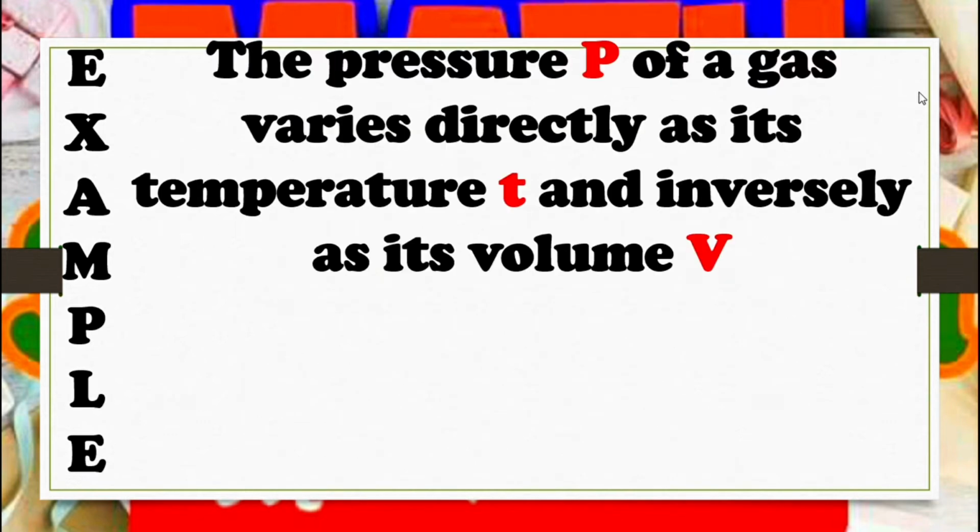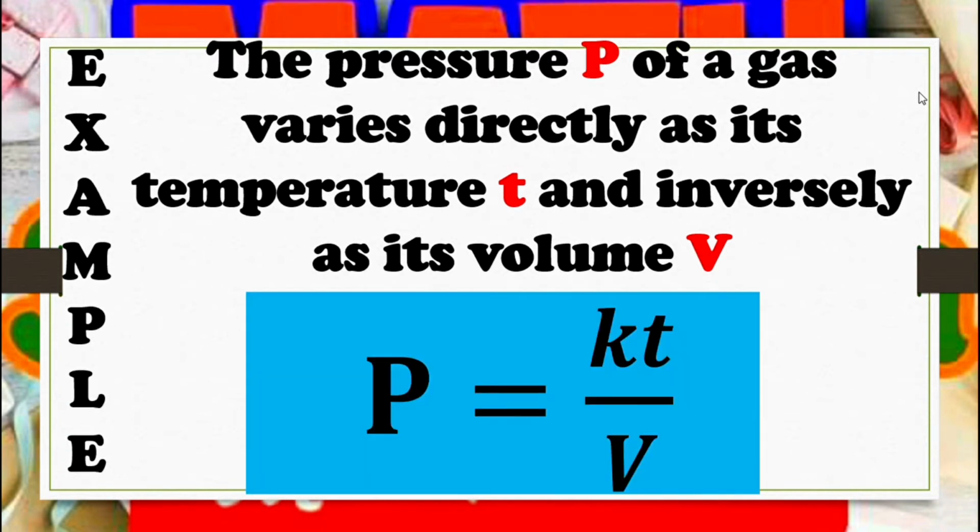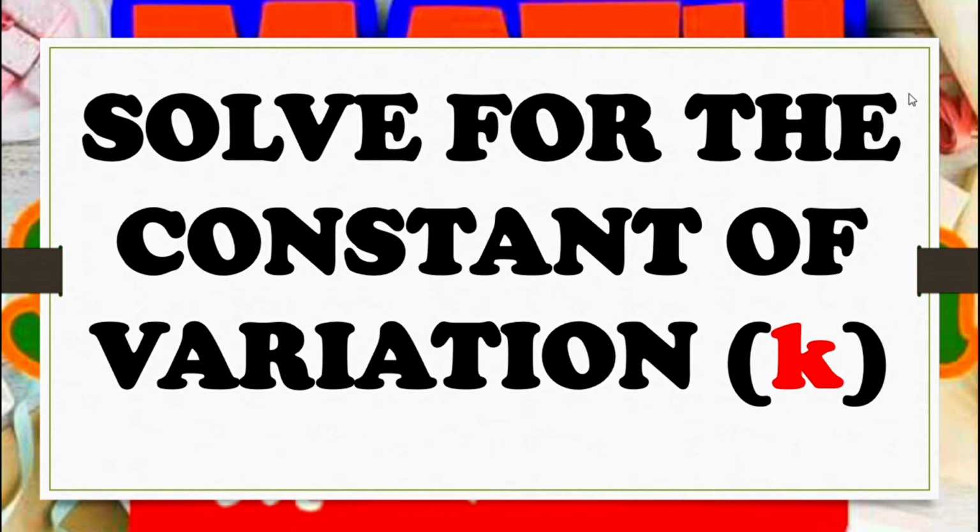Another example. The pressure P of a gas varies directly as its temperature T and inversely as its volume V. Our three related variables are P, T, and V. So we can write this one into P is equal to kT all over V, where k is the constant of variation. So we know already on how to translate our statement into equation.